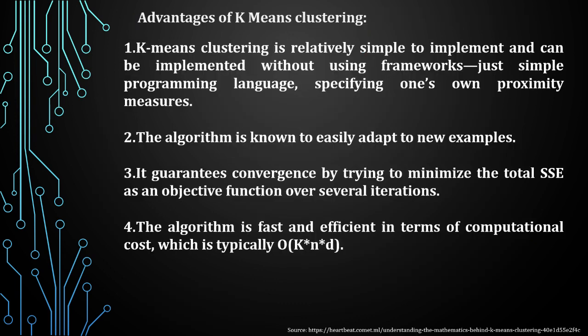Thus, all in all, k-means clustering can be implemented without using a framework, just a simple programming language, specifying one's own proximity measures. It is known to easily adapt to new examples. It guarantees convergence by trying to minimize the total squared sum of errors as an objective function over several iterations. The algorithm is fast and efficient in terms of computational cost.